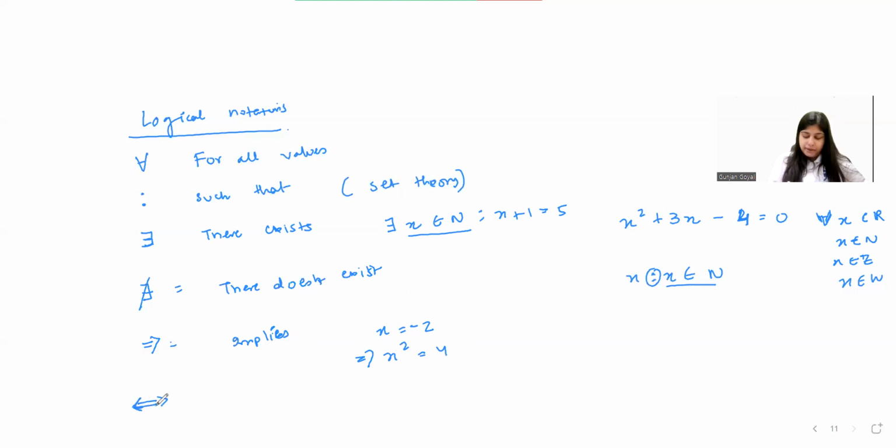When I write a double implied sign, arrow on both sides, it means implies and is implied by. That means if x is equal to 2, I can write this both implies x cube is equal to 8. That means from x cube equals 8, I can get x is equal to 2. And from x equal to 2, I can get x cube is equal to 8. Okay. Implies and is implied by.